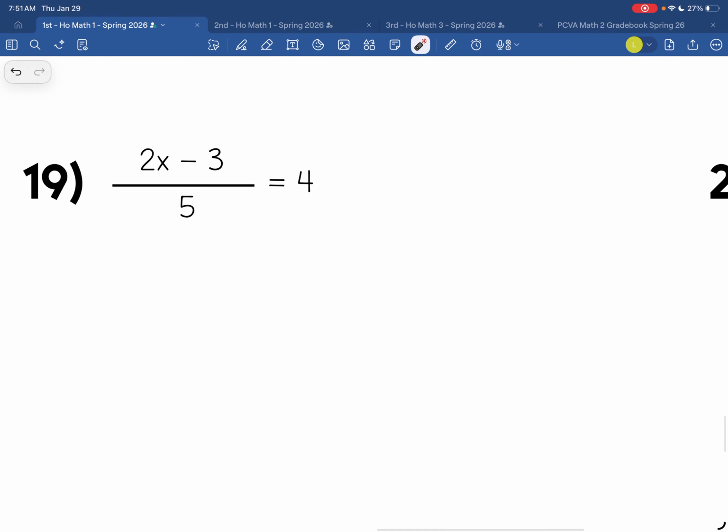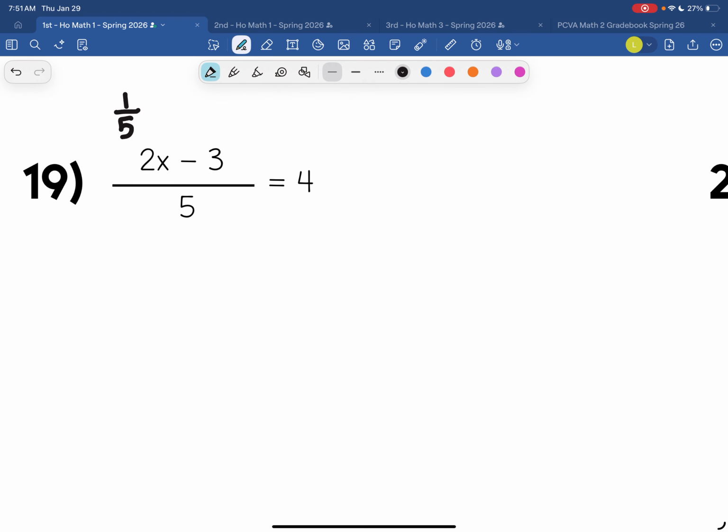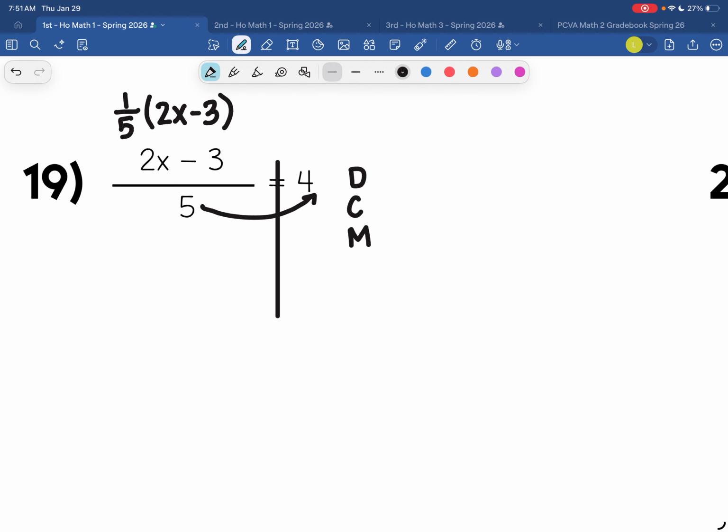All right, so for problem number 19, very similar to 18, if you notice the entire left side is being divided. So technically this is the distributive property, so dividing by 5 is the same thing as multiplying by 1 over 5, which is the reciprocal. So again, I'm not expecting you to do that, but you are going to need to go ahead and multiply this 5 over first because it is essentially the distributive property that we're working with here.